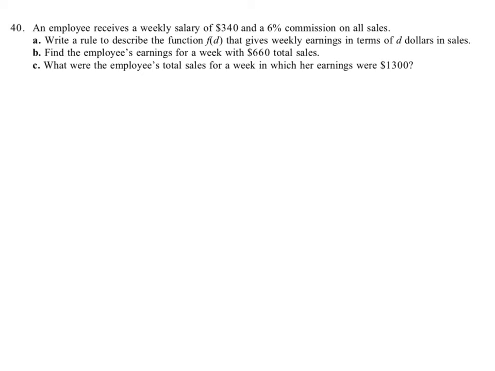Okay? So, write a rule to describe the function f of d. F of d, let's write it. First of all, this is answer A. F of d is equal to, we're saying d is the number of dollars in sales. So we're always going to get that $340. So we can start by saying they definitely get the $340 plus some amount of the sales in dollars.